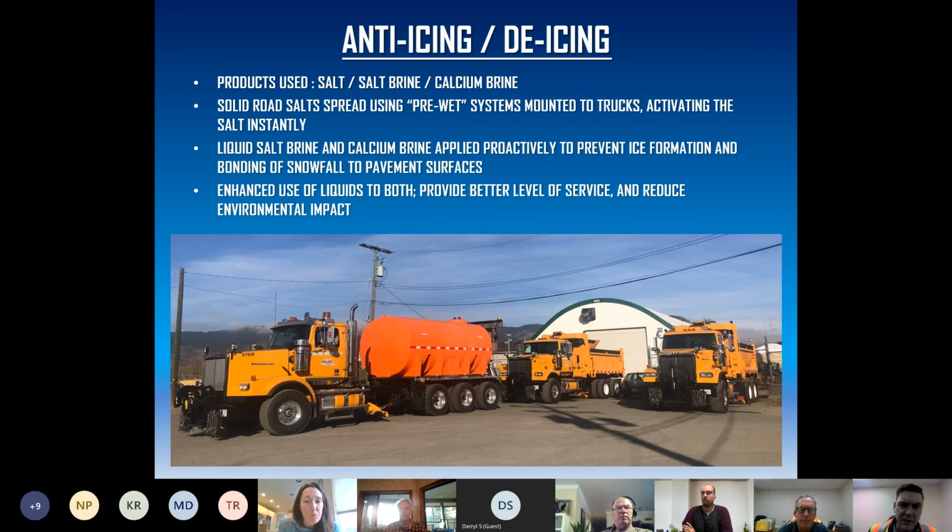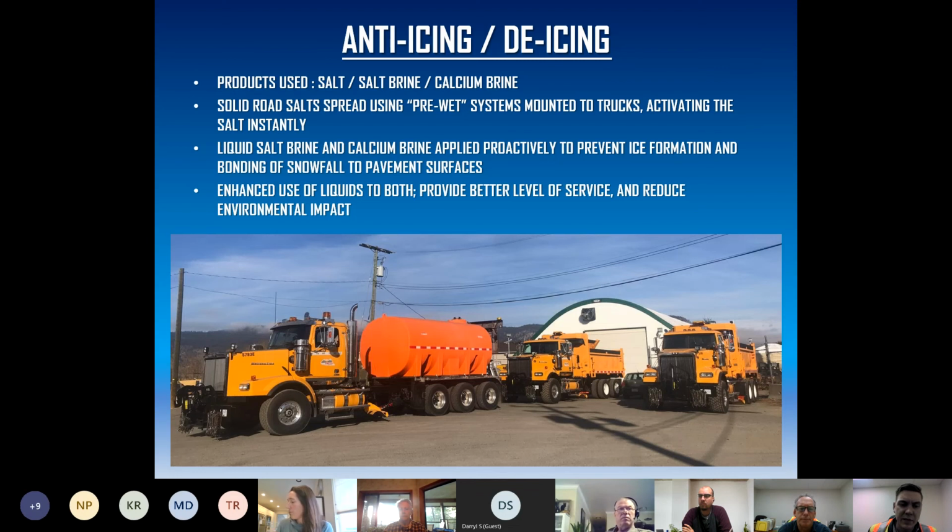As I mentioned, the solid road salts are spread using pre-wet systems, which are mounted on the trucks, activating salt instantly and preventing the scatter spreading. Liquid salt brine and calcium brine are applied proactively to prevent ice formation and bonding of snow to pavement surfaces.